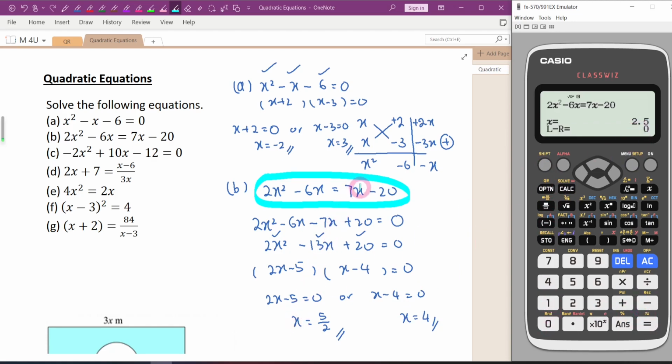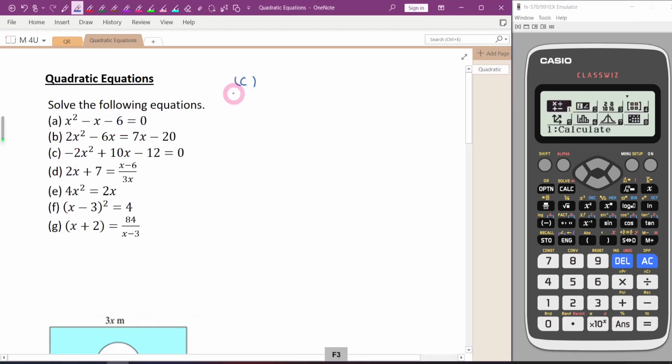But I think it's better that we arrange all these terms in a quadratic equation first, then we use the function that I showed you just now. Okay, now let's go to part C. Let me copy the question first. Negative 2x squared plus 10x minus 12 is equal to 0.